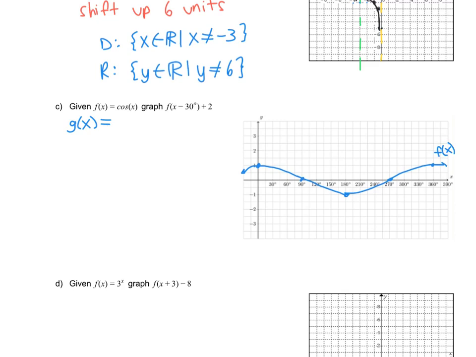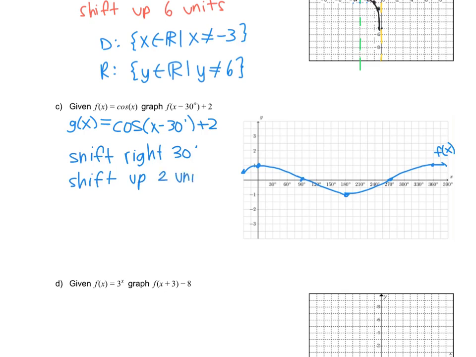Okay, so your transformed function should be cos(x - 30 degrees) + 2. So you will be shifting right 30 degrees, and you're going to shift up 2 units. So I'm going to do these transformations all in one step. You could have done them in two.